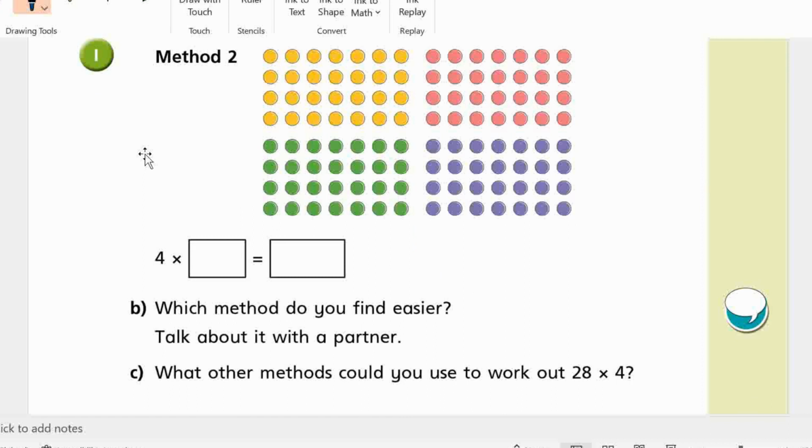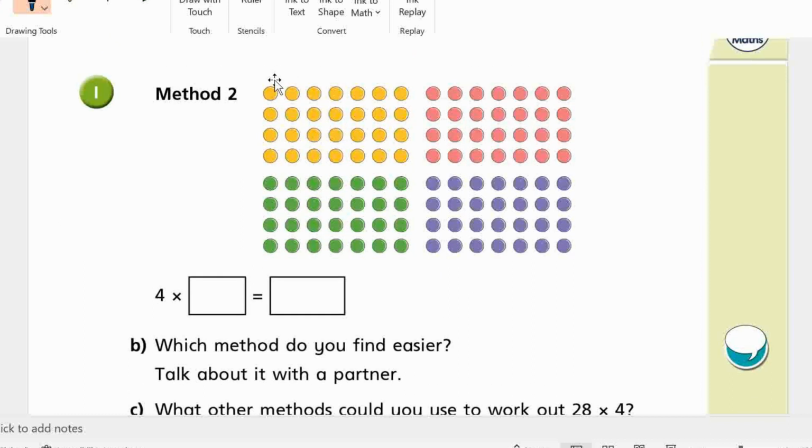Okay, the question continues. Method 2. 4 times equals, which method do you find easier? Talk about it. So let's see, how many is this? There's 4 times 1, 2, 3, 4, 5, 6, 7. What's 4 times 7? 28, sorry. 4 times 7 is 28. So each one of these is 28. Okay. So the equation here is just 4 times 28.